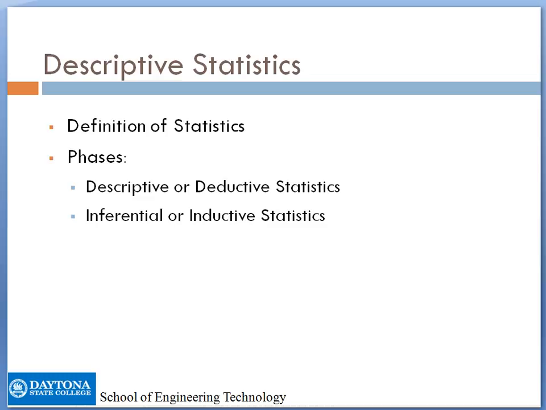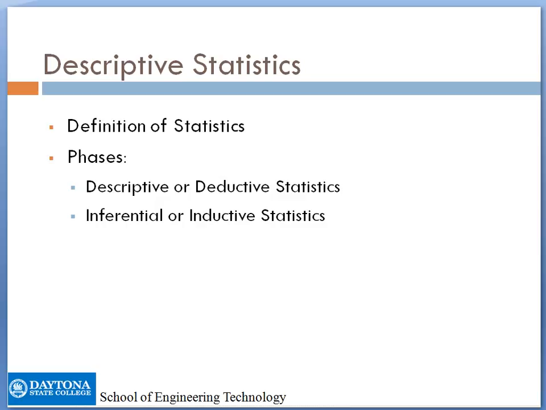A statistic is the science that deals with the collection, tabulation, analysis, interpretation, and presentation of quantitative data. In the beginning, when you are collecting data, the data might not mean much to you. But once you start tabulating and analyzing and interpreting this data, it will become a powerful tool for you to predict the behavior of a process, system, etc.